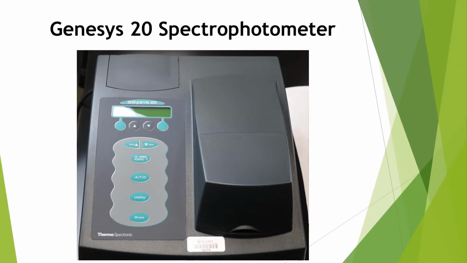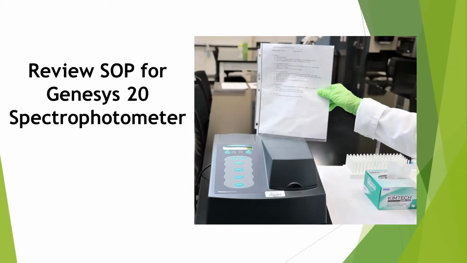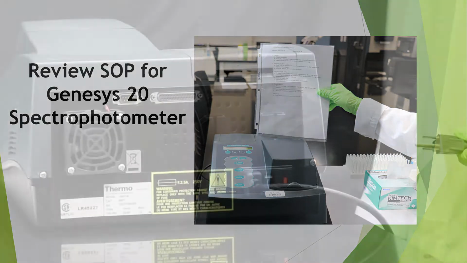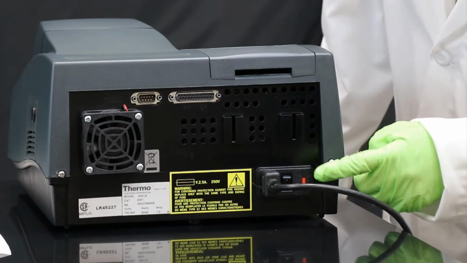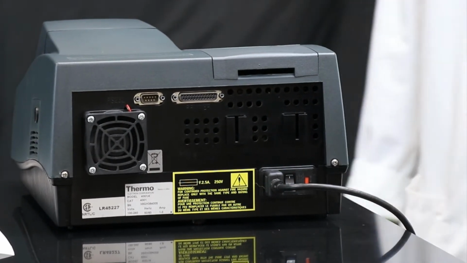Obtain a Genesis 20 spectrophotometer and review the SOP. Plug in the spectrophotometer and turn it on. The spectrophotometer needs 30 minutes to warm up prior to operation.